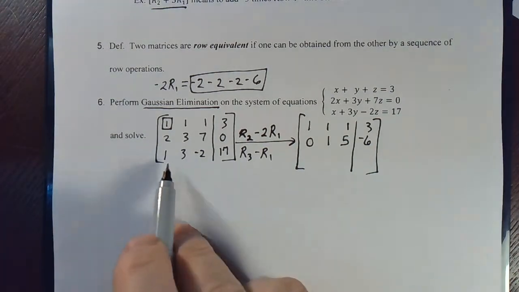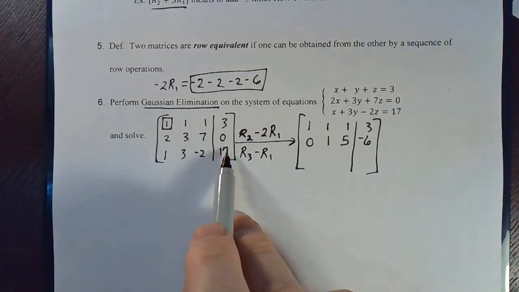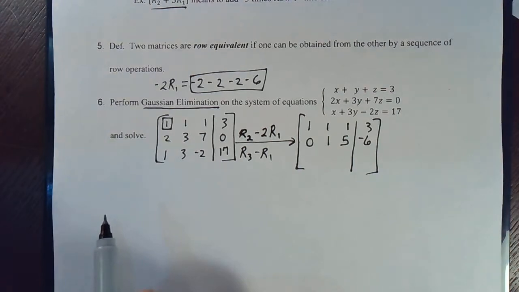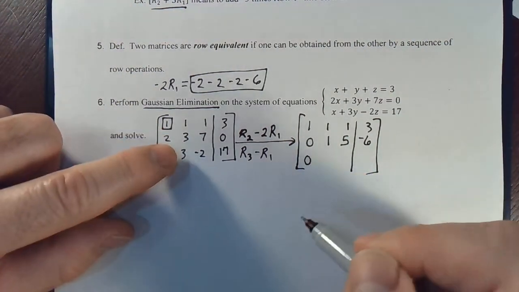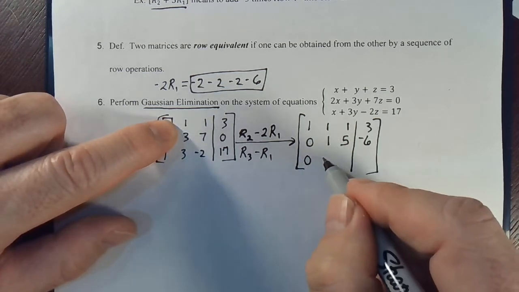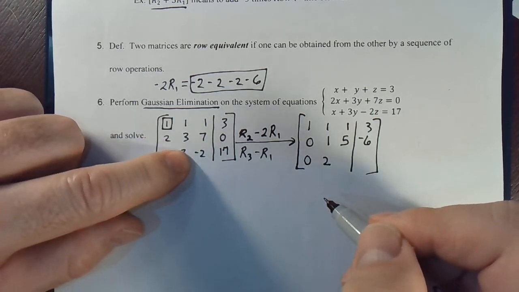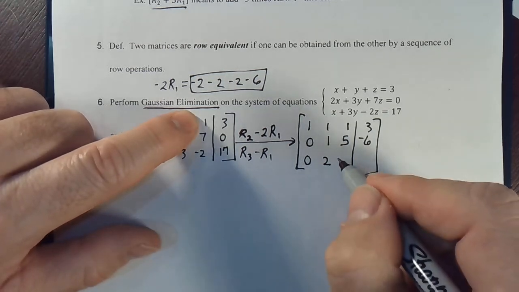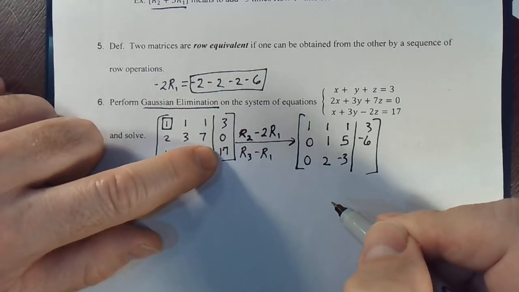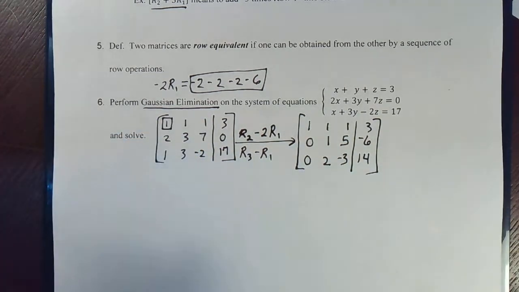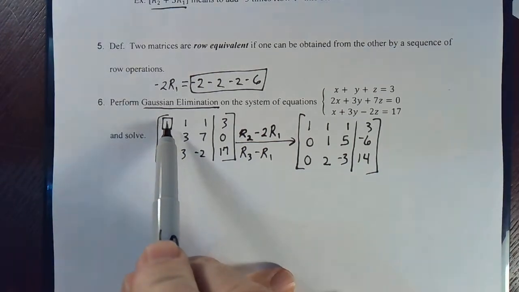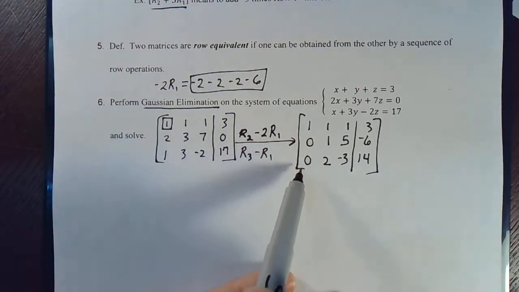Okay, the third row. All we have to do is take this row, term by term, and subtract row 1 from it. So it's going to go 1 minus 1, 0. 3 minus 1, 2. Negative 2 minus 1 is negative 3. 17 minus 3 is 14. Okay, that is kind of the main step 1. You get a 1 in the top left corner, and then you get zeros below it.